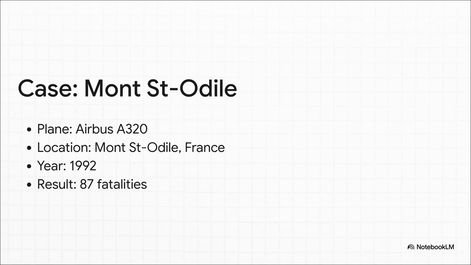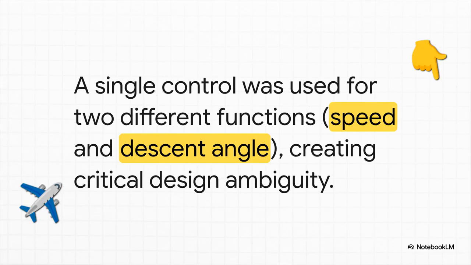I want you to consider the crash of an Airbus A320 in France back in 1992. It was a terrible tragedy that resulted in 87 deaths. And a major contributing factor was traced right back to the design of the cockpit's interface. The investigation found that a single control, one knob, was used for two totally different yet absolutely critical functions: the plane's vertical speed and its flight path angle. This created a critical ambiguity for the pilots who were under immense pressure. It was one tiny interface design choice, with the most catastrophic consequences imaginable.